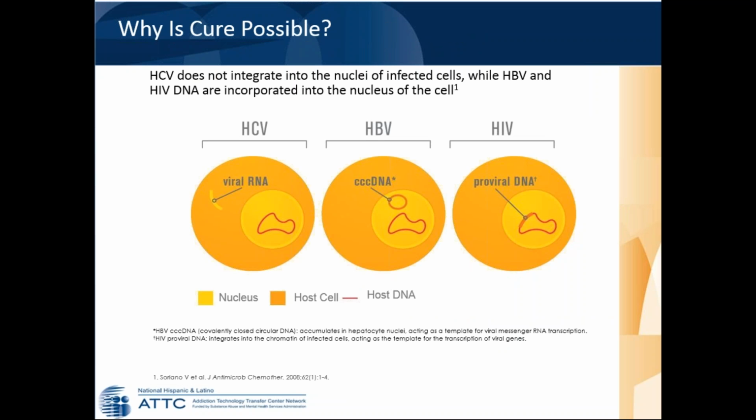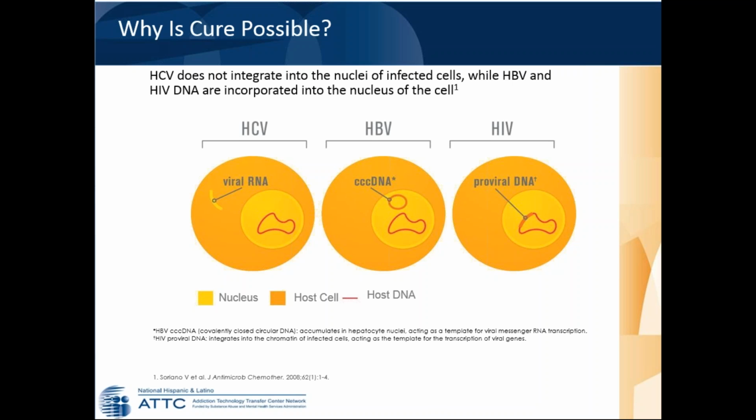And why can hepatitis C be cured and HIV cannot? Hepatitis C can be cured because hepatitis C is an RNA virus where the RNA will never go inside the nuclei of the cell and it will not get integrated. It doesn't integrate inside the genetic material, the human DNA. HIV, for example, is an RNA virus as well, but when it gets inside the human cell, it becomes DNA.